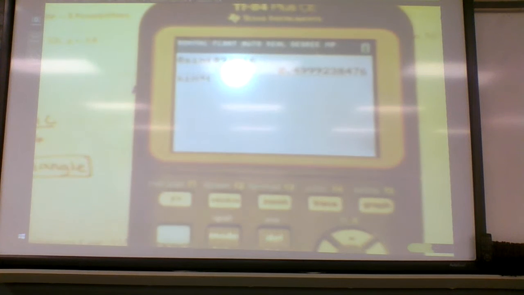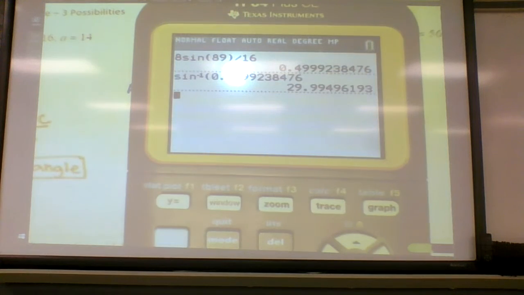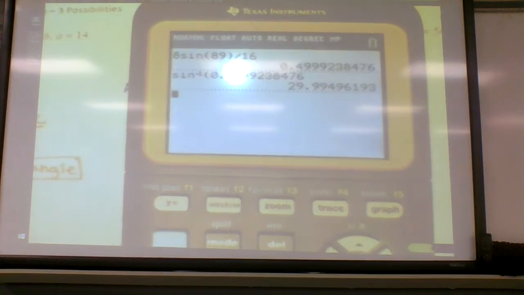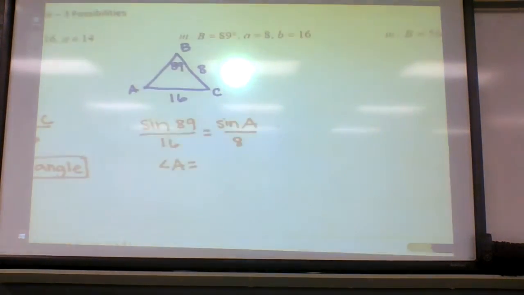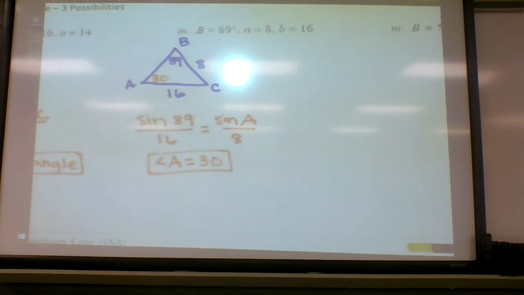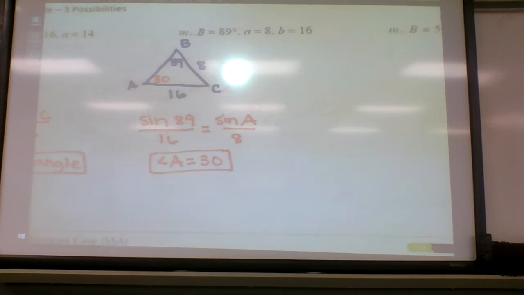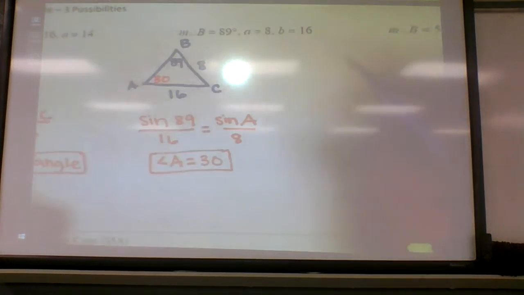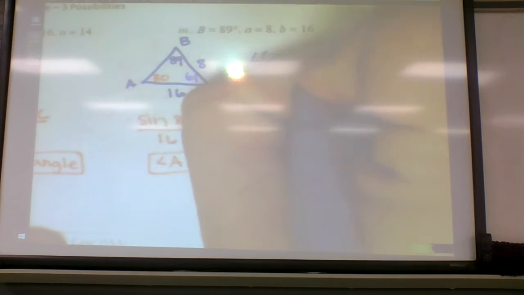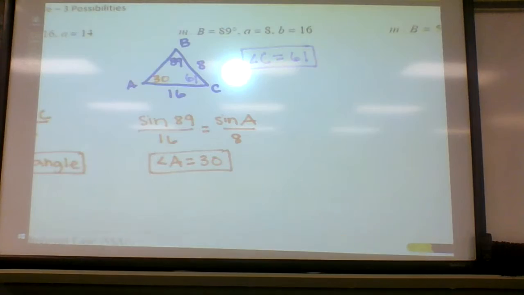So I have to sine inverse that number. And it tells me that angle A is going to be equal to 30. Yeah. Angle A is 30. Put that in there. If angle A is 30, what's angle C? 61? Just subtract from 180, right? So angle C has to be 61.